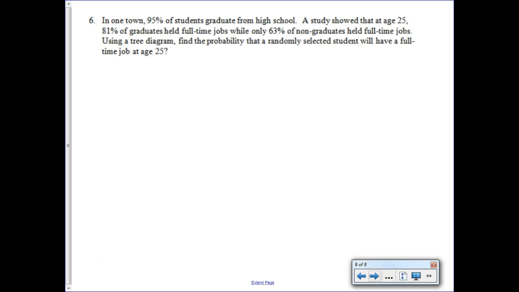Okay, in one town, 95% of students graduate from high school. A study showed that at age 25, 81% of graduates held full-time jobs, while only 63% of non-graduates held full-time jobs. Using a tree diagram, find the probability that a randomly selected student will have a full-time job at age 25. So, what we want to do here is we're going to set up a tree diagram. So, graduated, did not graduate.